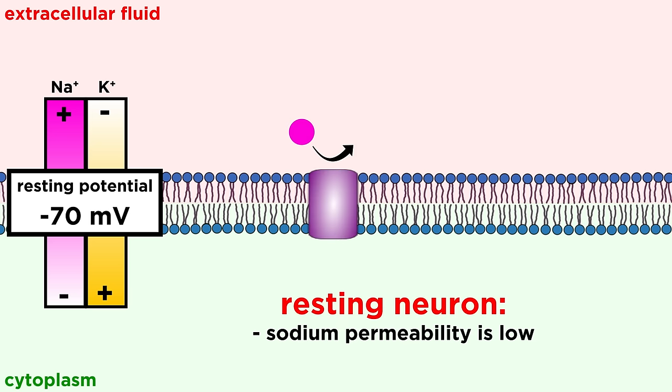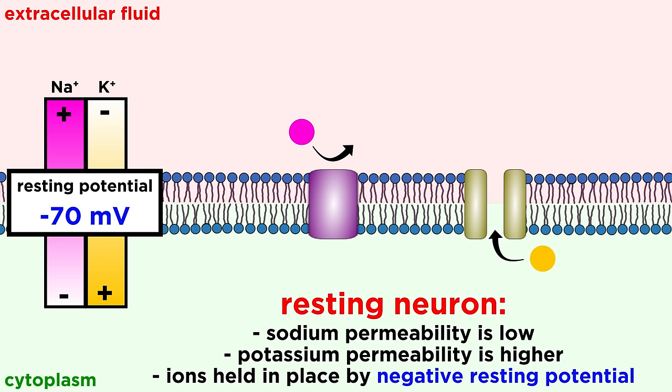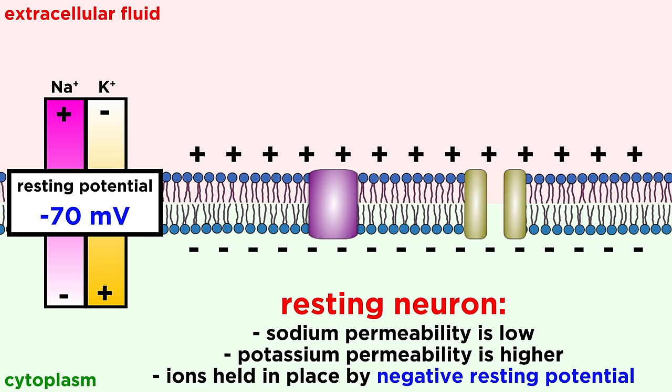When looking at a resting neuron, the permeability of sodium is very low because sodium ion channels are typically closed, while potassium has a higher permeability because potassium ion channels are open, though the ions are largely held in place by the negative resting potential, given that negative charge builds up on the inner surface of the membrane as potassium ions leave the cell, until they no longer have the tendency to do so.